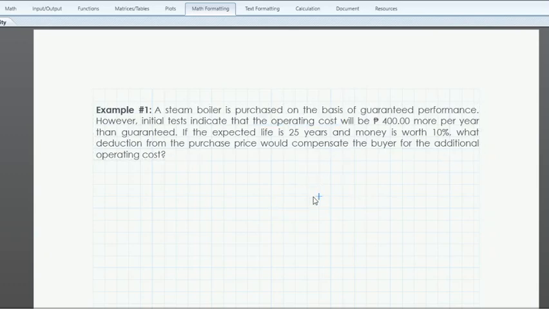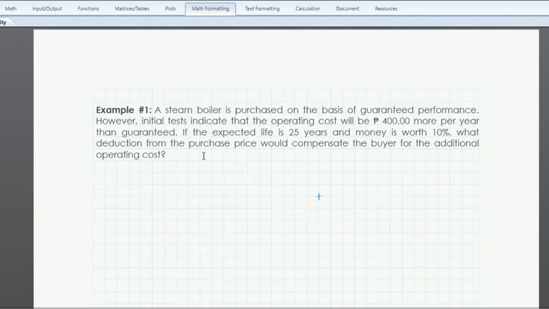Okay? Ngayon, syempre, kung gagastos ka ng 400 pesos, humingi ngayon si buyer ng discount or ng deduction doon sa nagtitinda. Kasi sabi niya, baka naman po pwedeng bawasan niyo yung presyo. Kasi gagastos po ako 400 every year. So, pumayag naman si seller kasi syempre to compensate the buyer doon sa 400 na gagastusin niya. So, that is actually the question. Magkano daw yung pwedeng i-deduct from the purchase price?